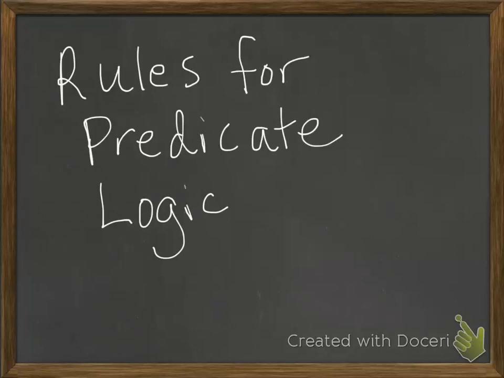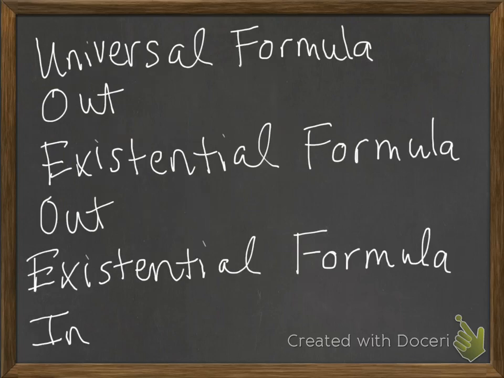This video will explain the rules for predicate logic in our system. So we're going to have 4 rules in our system. The first is the rule of universal formula out, which we will abbreviate with the upside down A, the for all sign, and a capital O.